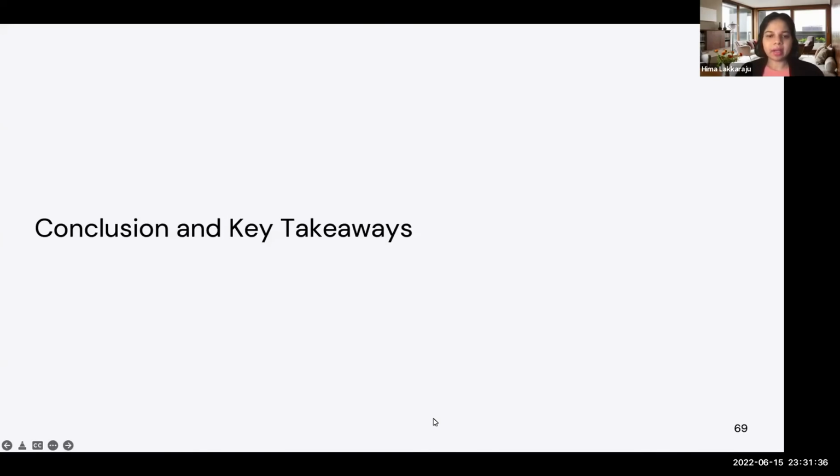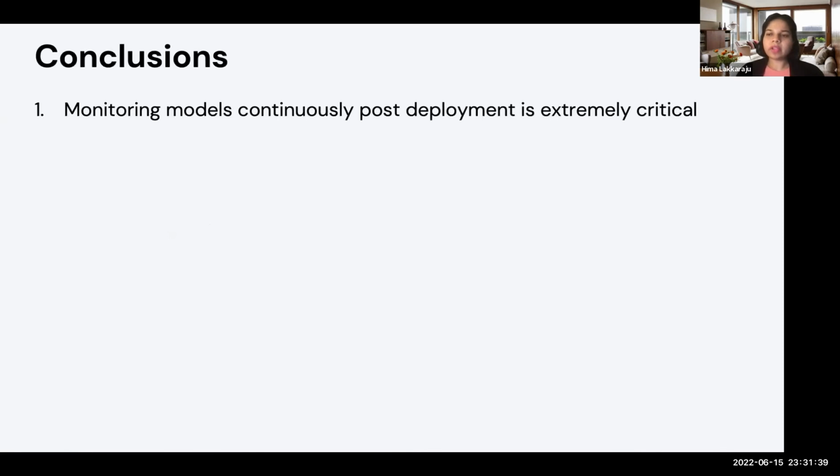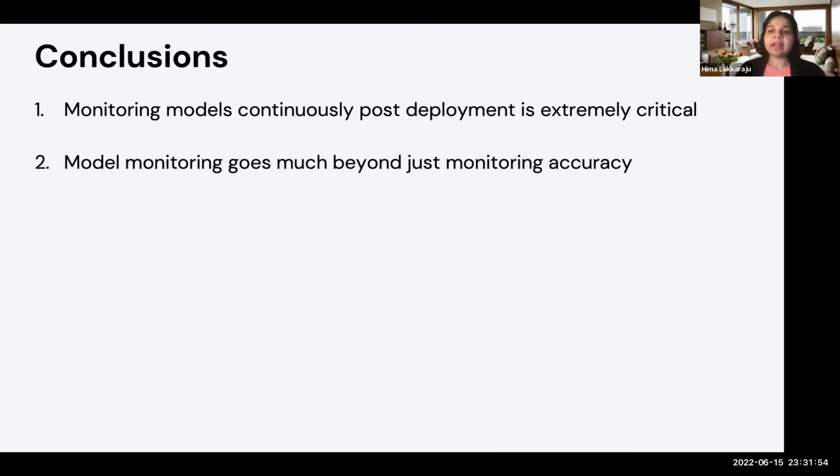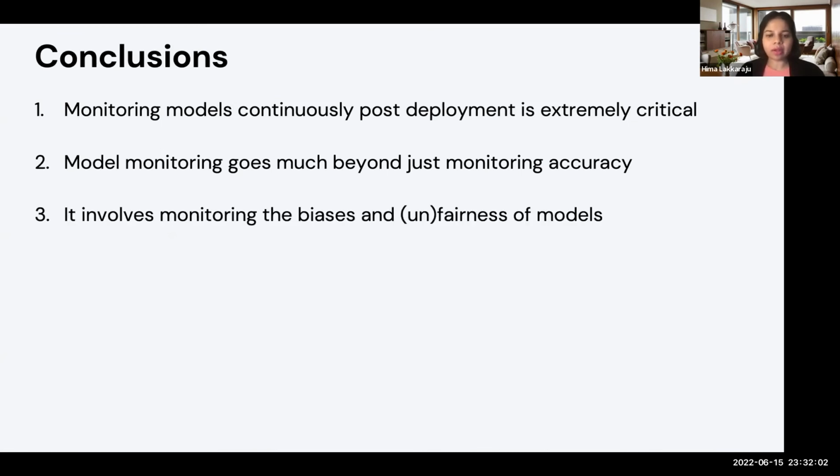Now we'll discuss some conclusions and key takeaways. Hopefully, this tutorial has convinced you that monitoring models continuously after they're deployed can be extremely critical to ensure that the models are behaving in an expected manner. And model monitoring goes much beyond just monitoring accuracy of the models. Model monitoring also involves checking or verifying the biases and unfairness of the models continuously to ensure that there is no systematic discrimination that is being perpetrated by the models on newly encountered data.